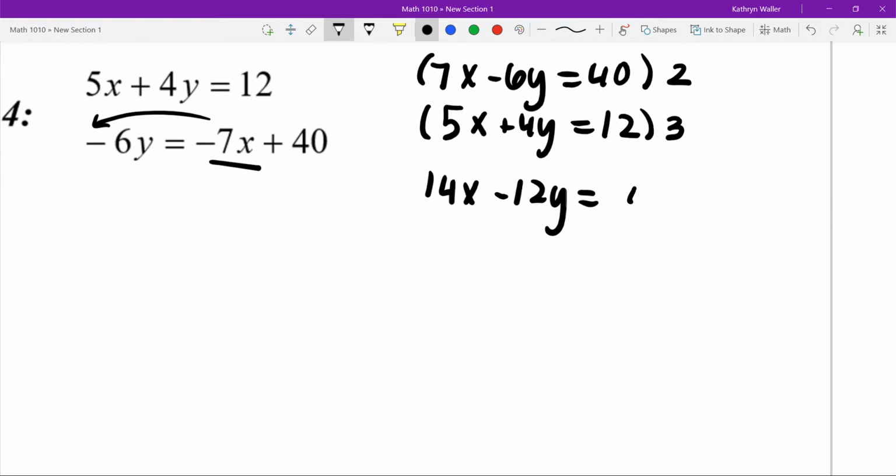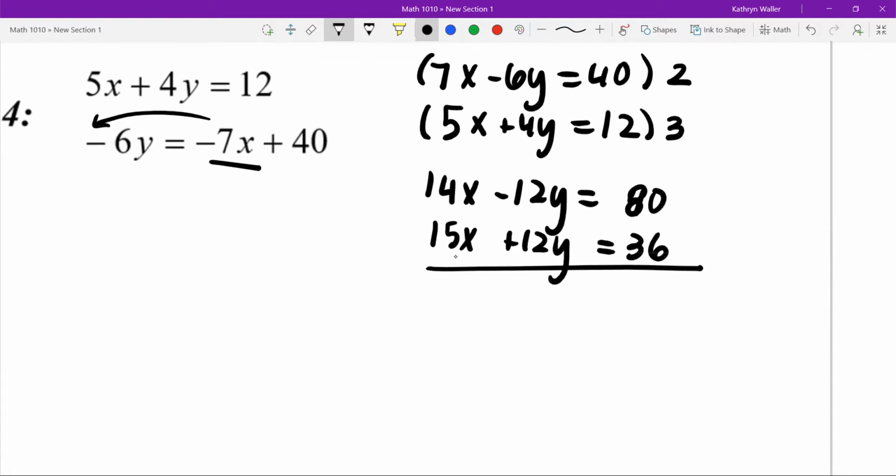Do I write equals 40 here? What is it? 80. Okay, 40 times 2 is 80. You multiply everything by 2. Distribute the 3 and you have 15x plus 12y equals 36. Put a line underneath, cross out the y's, and you have 29x equals 116.